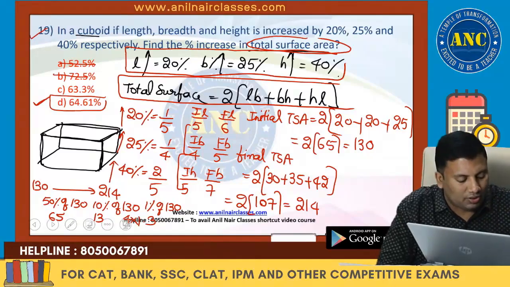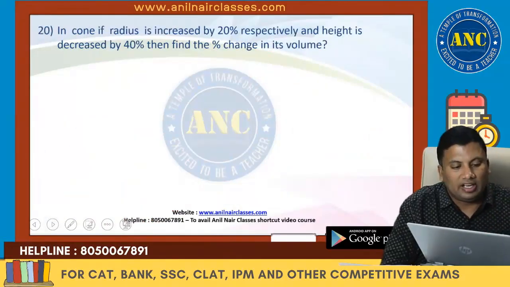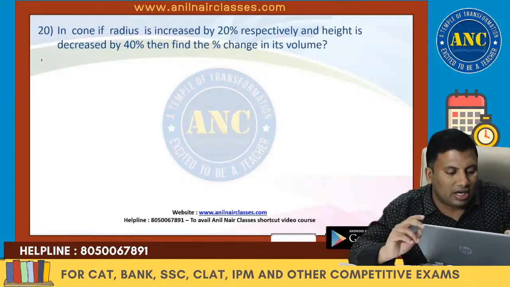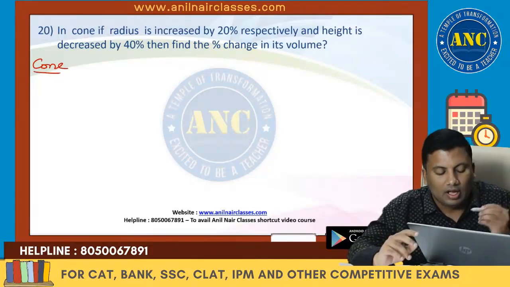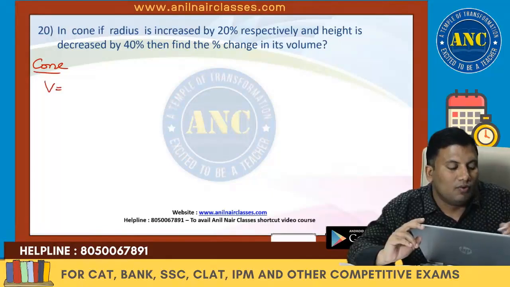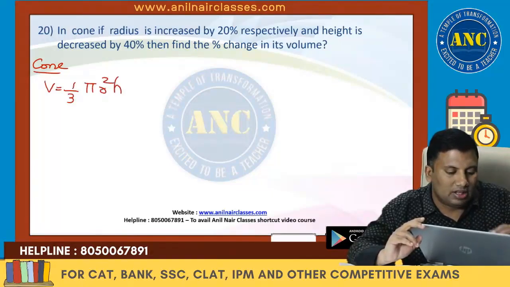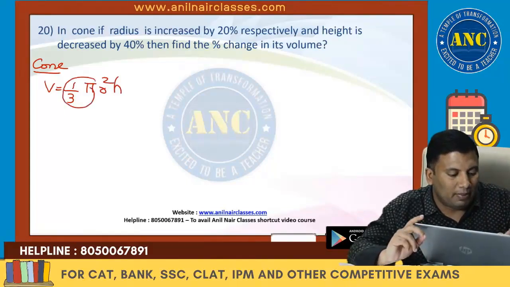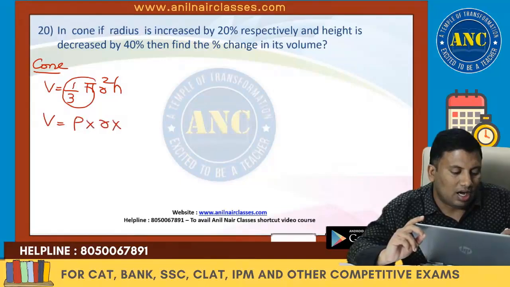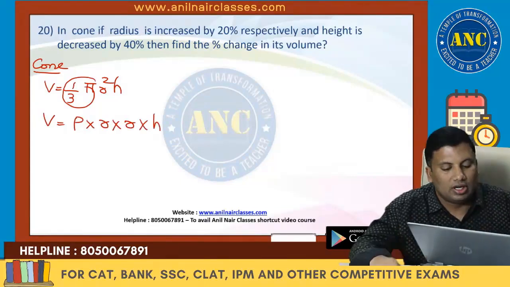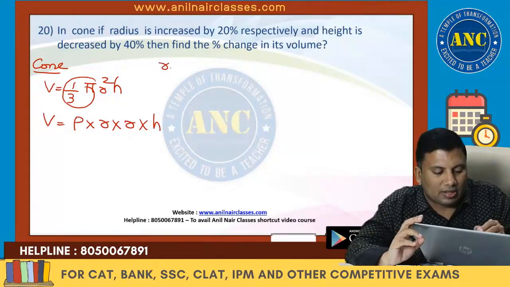19th question, I hope the idea is clear. 20th question, this is a question based on a cone and he is asking volume. The volume of a cone is 1 by 3 pi r square h. Pi by 3 is constant. So it is some constant into r into r into h. Direct substitution, no answer option is given.